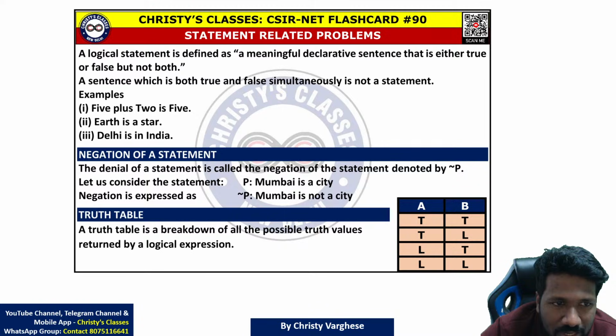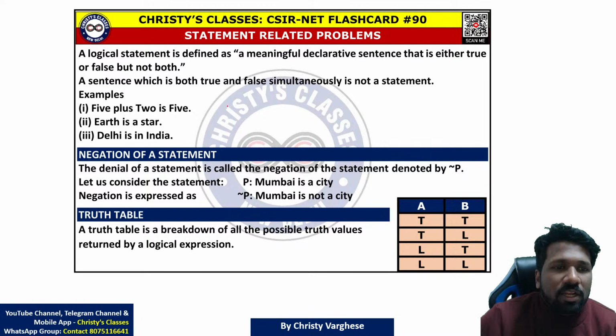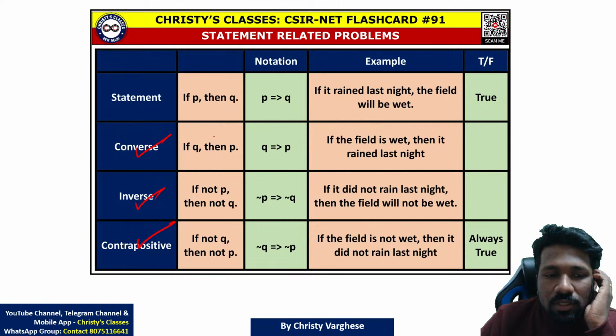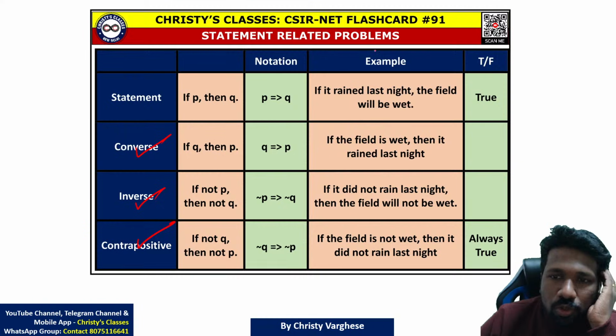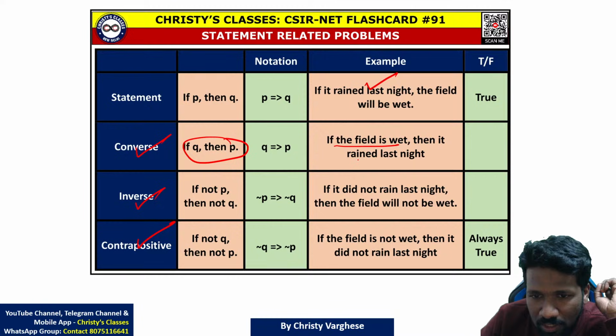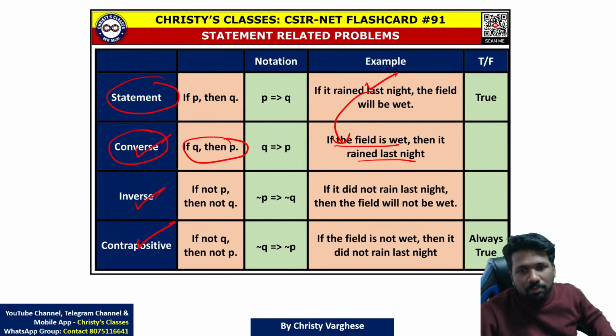So then statement related problem, you should know the basic definition of a statement, what is negation of a statement, what is converse, inverse and contrapositive. Converse of a statement is P implies Q ko Q implies P likhna, that is converse. For example, if it rained last night, the field will be wet. Uska converse hai, if the field is wet, then it rained last night. Please understand that statement sahi hai matlab converse sahi hai, aisa zaruri nahi hai. In this example also that is visible ना.